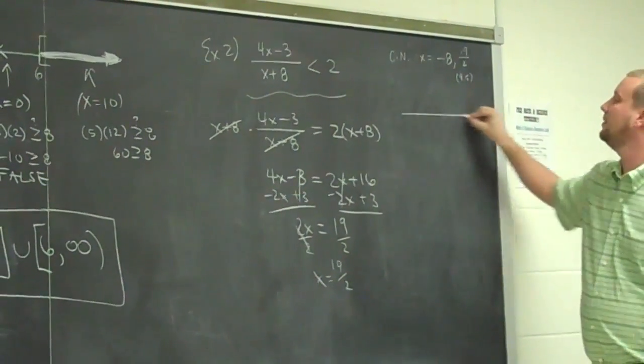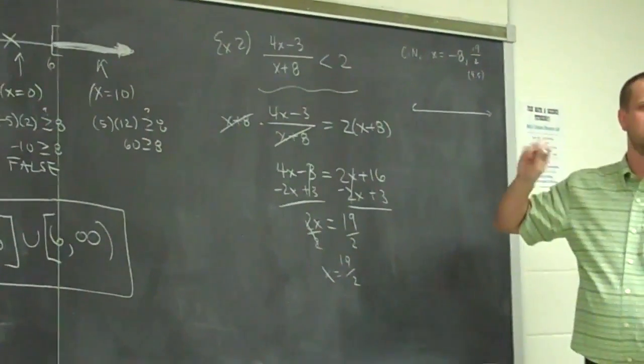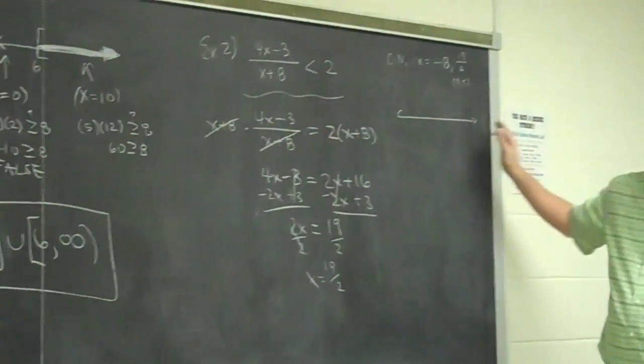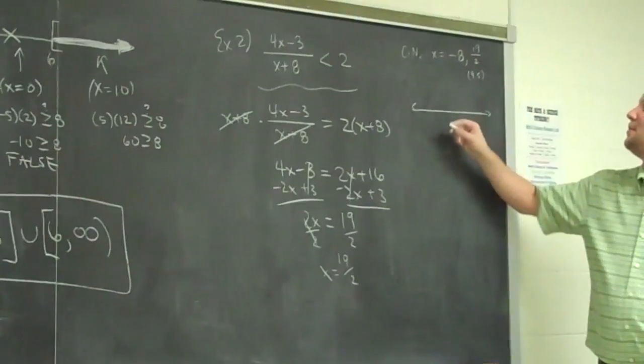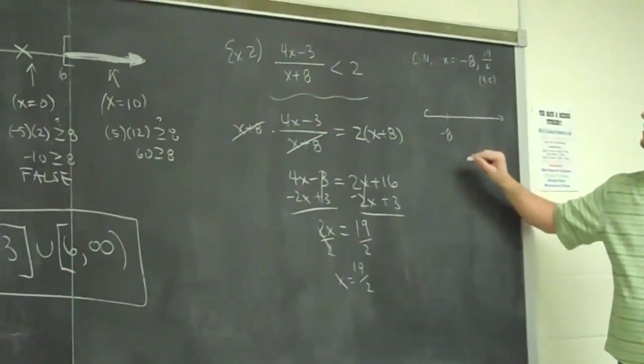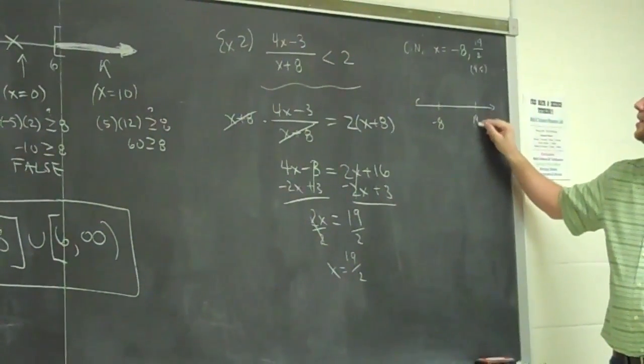On my number line, I plot those, and make sure you plot them in order. They do have to go from smallest to largest. That's how our number lines go. I think that's silly, but some people didn't know that. 19 over 2.